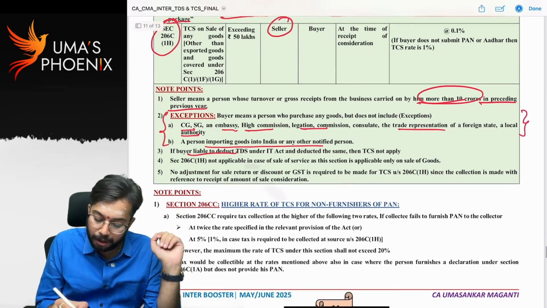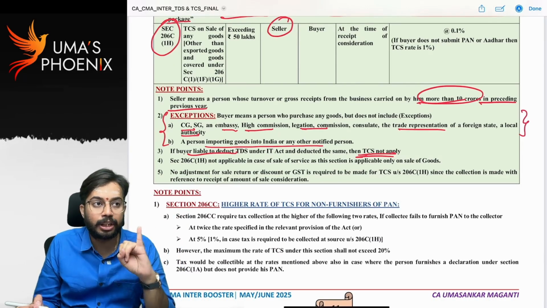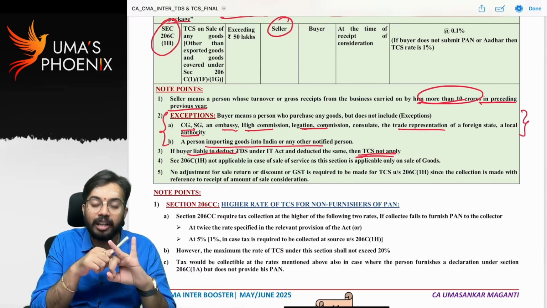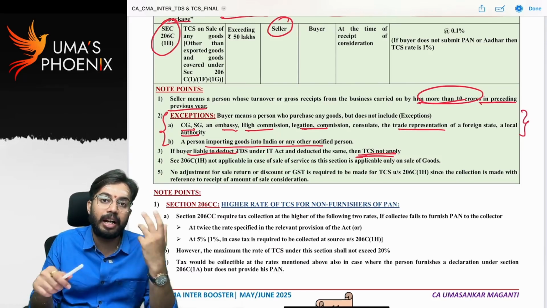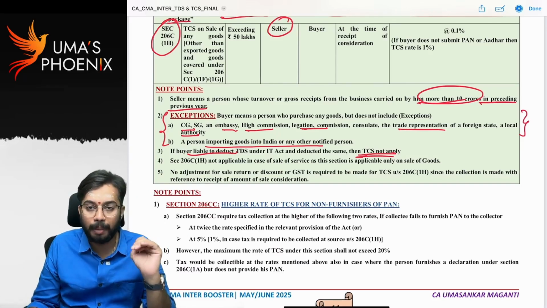If the buyer is liable to deduct TDS, then TCS is not applicable. I told you TCS under section 206C(1H) and TDS under section 194Q are both contradicting. In this case, TDS under section 194Q is applicable. TCS under section 206C(1H) is not applicable.